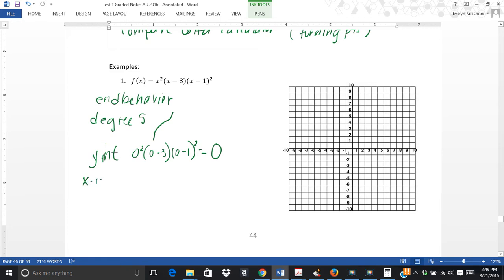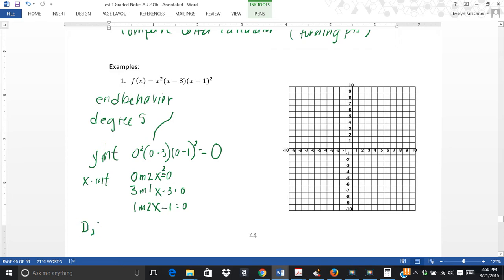My x-intercepts, which are also my zeros, are at 0, because I have x squared equals 0, right? At 3, because I have x minus 3 is 0. And at 1, because I have x minus 1 is 0. And here we want to look at our multiplicities, right? So here I have a multiplicity of 2, a multiplicity of 1, and a multiplicity of 2.